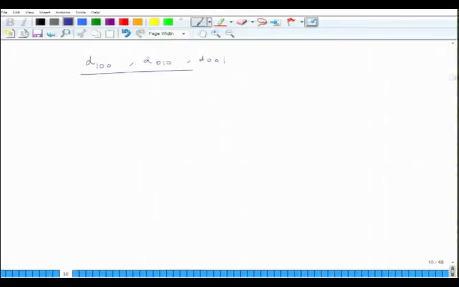So, interplanar spacing D100, D010, D001 are all the same for cubic. In case of tetragonal, D100 is the same as D010, but it is not the same as D001. In case of orthorhombic, things are even different, and for other systems too. So, this is just for orthogonal systems.